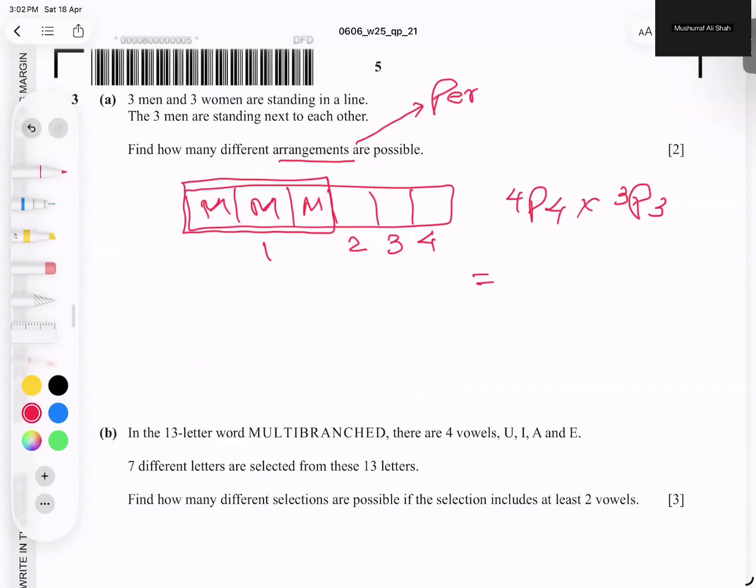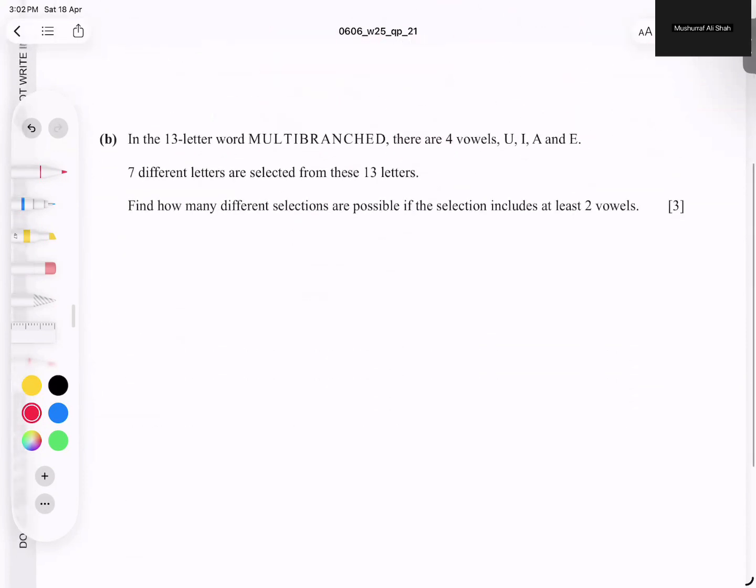If you check it, the answer is 144. 4P4 and 3P3, 144. Let's talk about the second part. 13 letters are there, with 4 vowels, we can see clearly, and 7 different letters are selected. We have to select a total of 7.